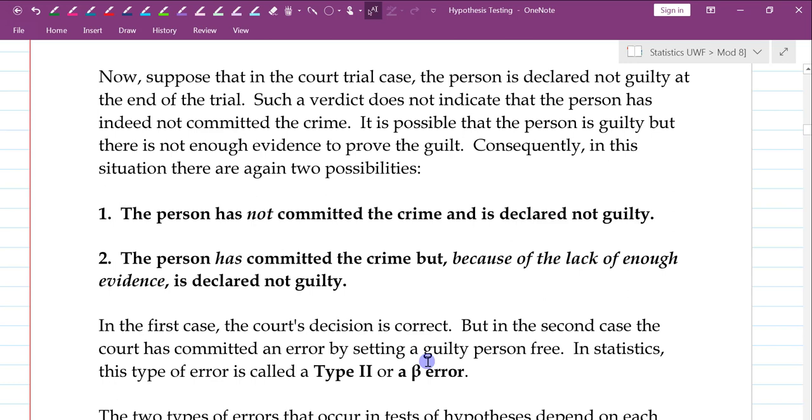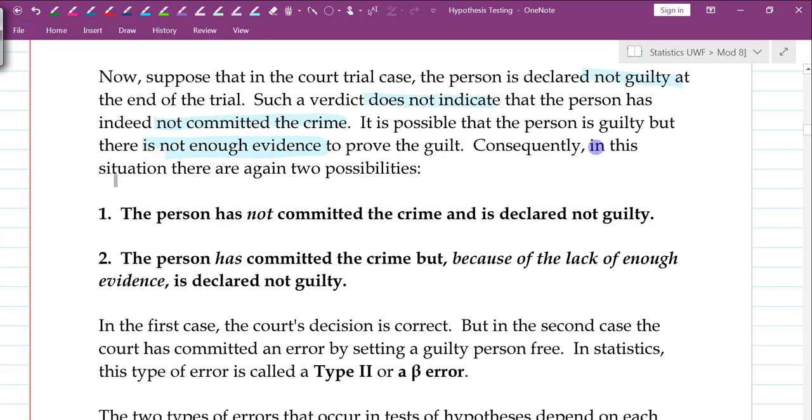Now suppose that in a court trial case, the person is declared not guilty at the end of the trial. Such a verdict does not indicate that the person has indeed not committed the crime. It is possible that the person is guilty, but that there simply was not enough evidence to prove the guilt.